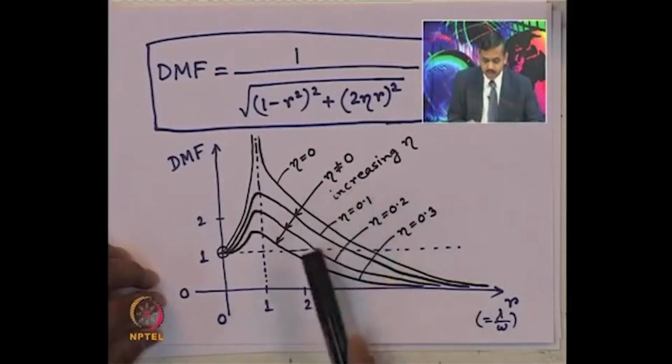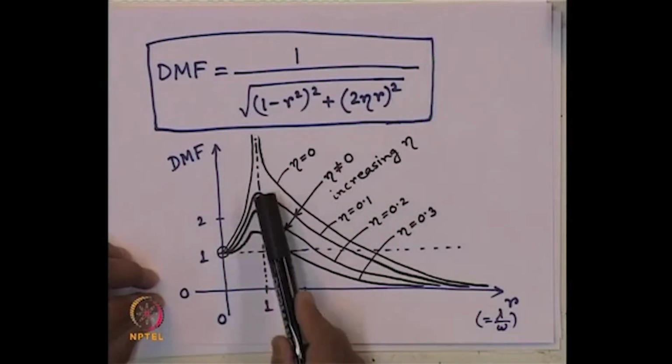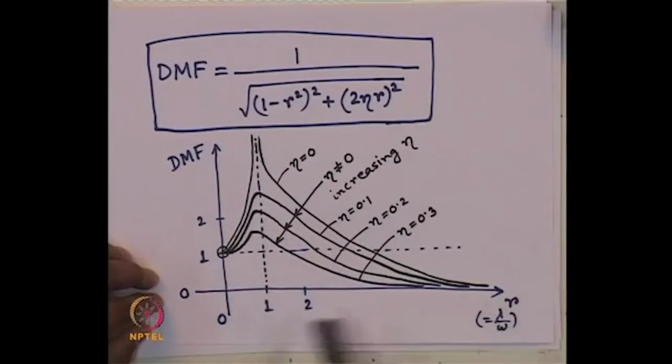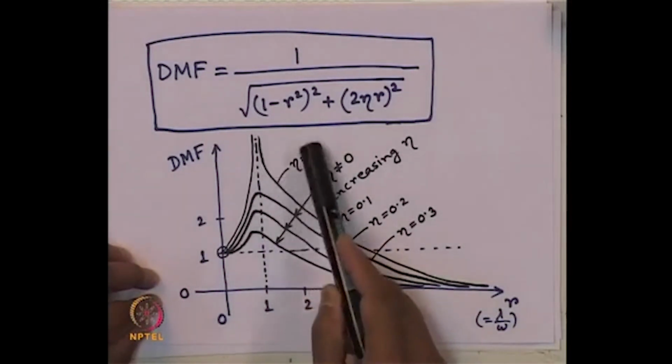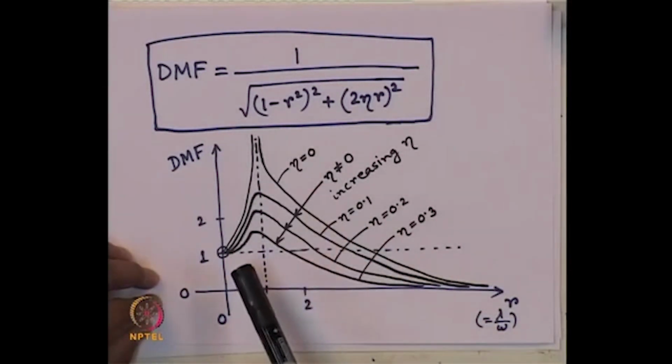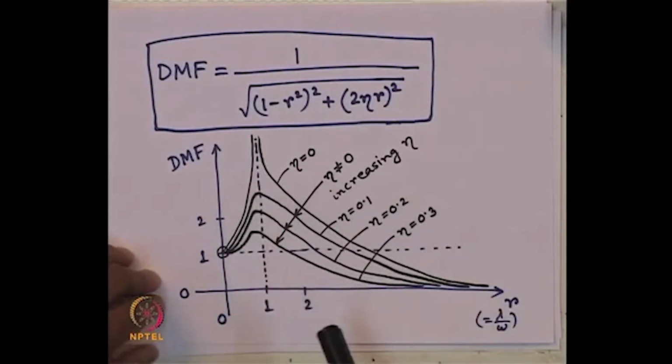But when eta is non-zero, there also we get some very high value of DMF at r equals 1, but those are not infinity. Infinity occurs only in the undamped case. In the damped case, it will be some high value of dynamic magnification factor. Now, at r equals 1, are those really the maximum points of DMF, or is it something else?